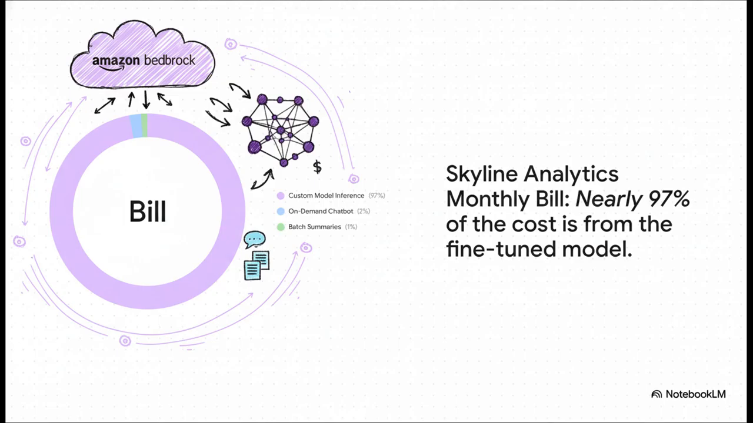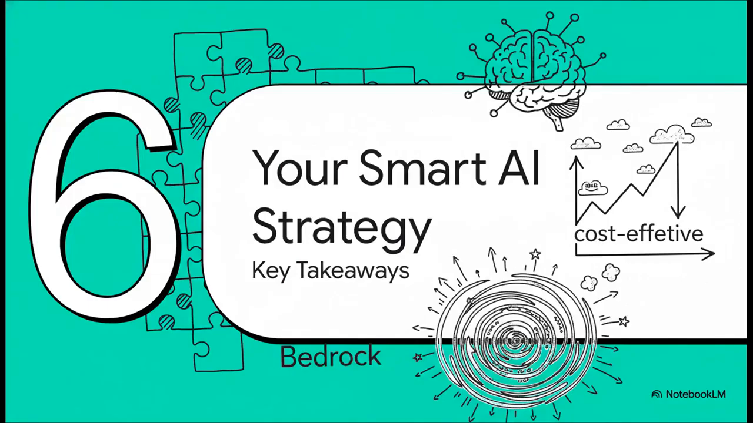I mean, this chart just says it all, doesn't it? Look at that breakdown. The chatbot and the batch jobs are just tiny little slivers. Nearly 97% of their entire monthly bill comes from one single thing, running that custom, fine-tuned model. So after seeing all that, how in the world do you build a smart, cost-effective AI strategy on Bedrock without getting burned? Let's boil it all down to the key takeaways.